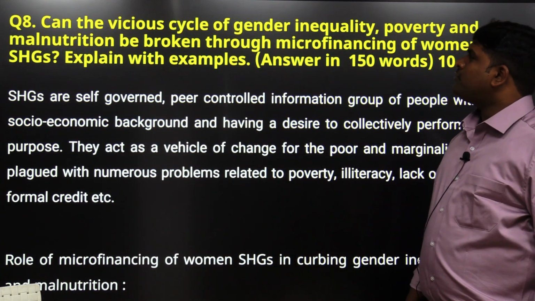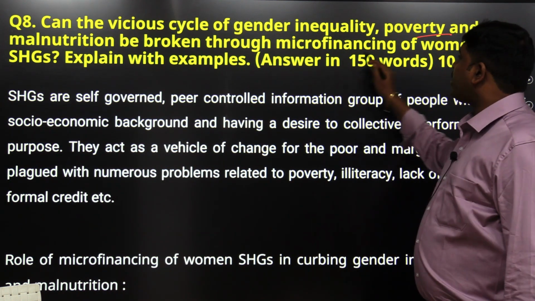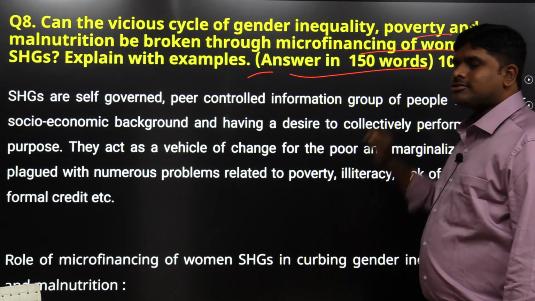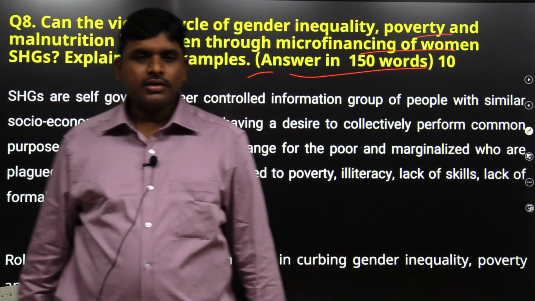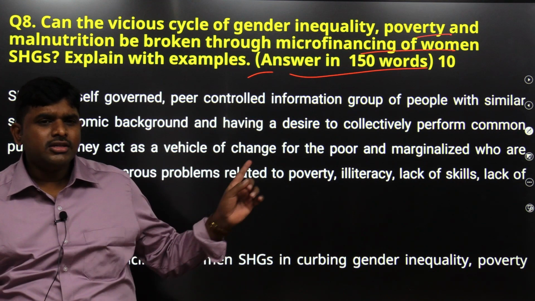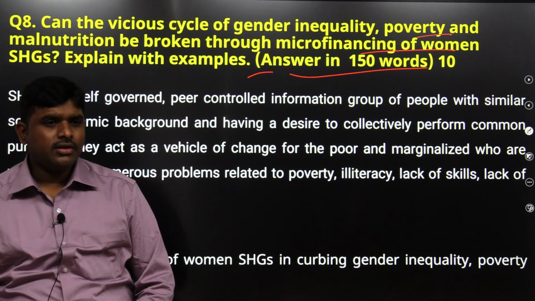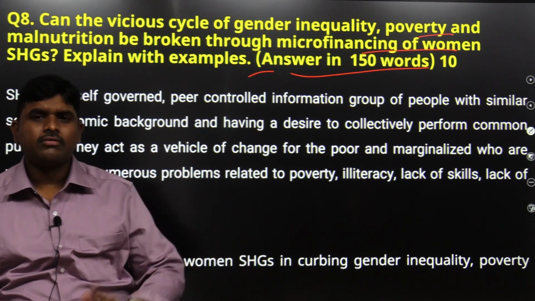Can the vicious cycle of gender inequality, poverty and malnutrition be broken through microfinancing of women self-help groups? Explain with examples. Self-help groups. First you have to write what self-help groups are. These are all present in the syllabus only. Nothing is out of syllabus up to now, not 2021, up to now.